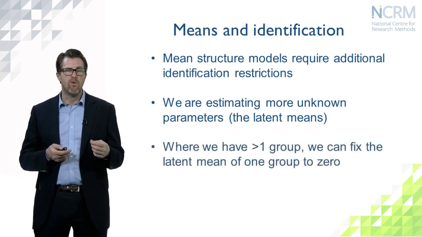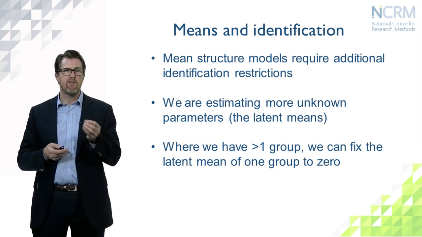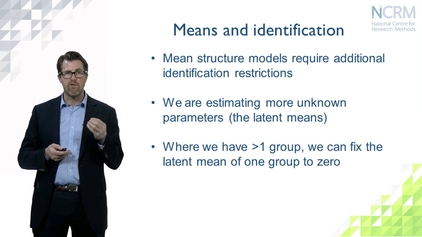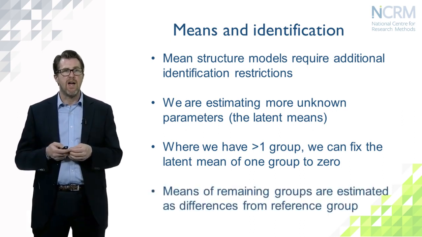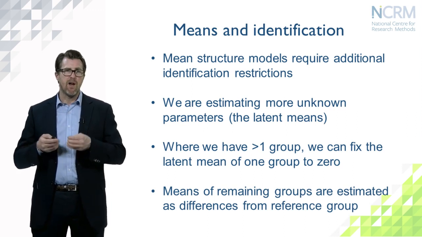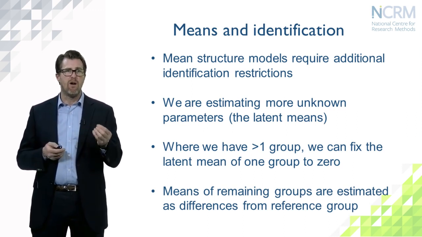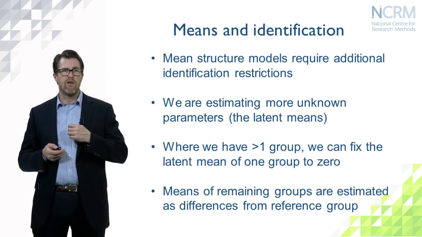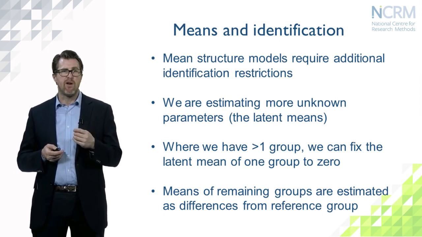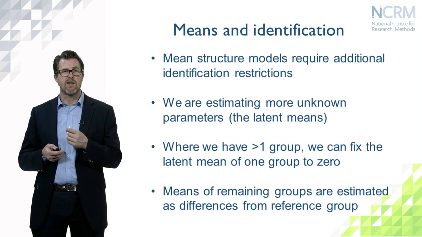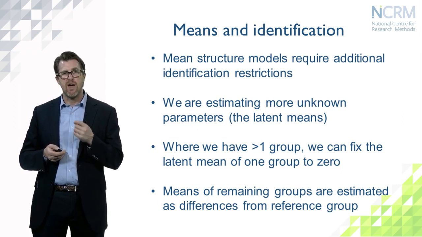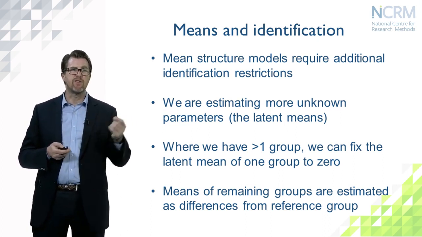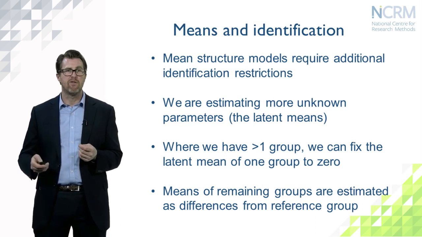So where we have more than one group in our sample, then we can fix the mean of a latent variable in one of those groups to be zero. And then the means of the remaining groups on that latent variable are estimated as differences from the reference group. So with mean models in CFA, one of the groups always has to have a restriction so that their mean value is zero, then the other groups are interpreted in terms of differences from that reference group.